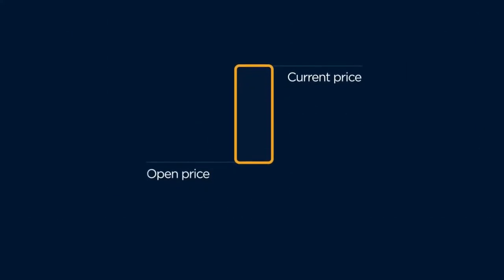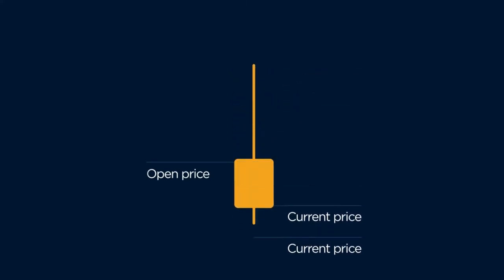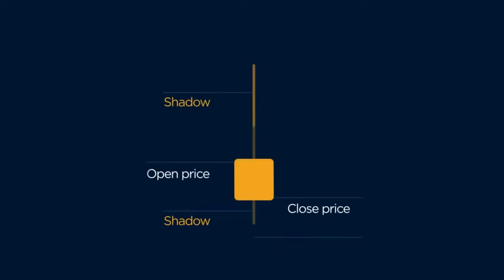The body marks the area between the open and close price. If the price closes above the open, the body is hollow. The hollow candle is referred to as white, and the solid candle is called black, though in reality the chart can be shown in any color. If the price ends up closing lower, the body is solid. The narrow line, called a shadow, shows the price range for the set time period.